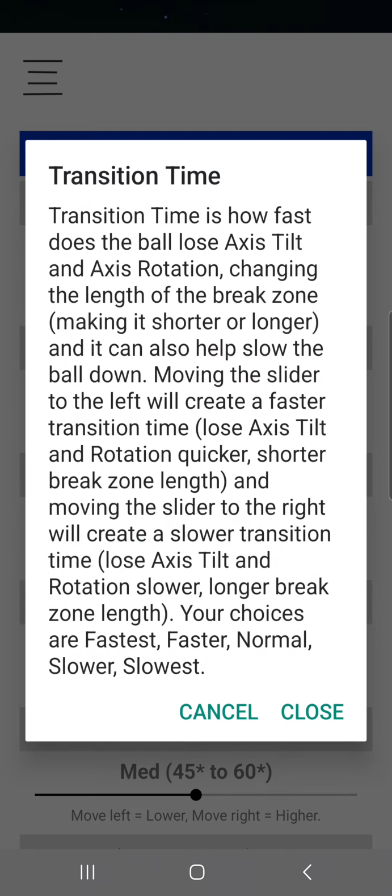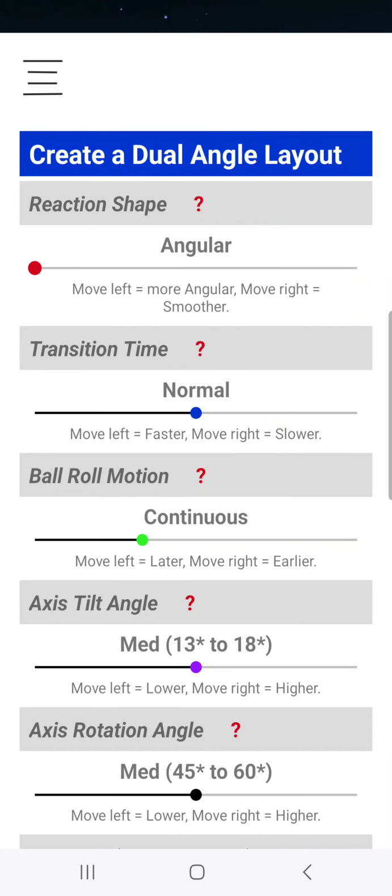Transition time. This gives you a rough breakdown of what they actually mean by transition time. It's all to do with how quickly the ball loses axis tilt and axis rotation. Changing the length of the break zone, making it shorter or longer, can also help slow the ball down. So there's a good explanation of that. Let's just say we want a quicker reaction time. If I move that way, a faster reaction time.